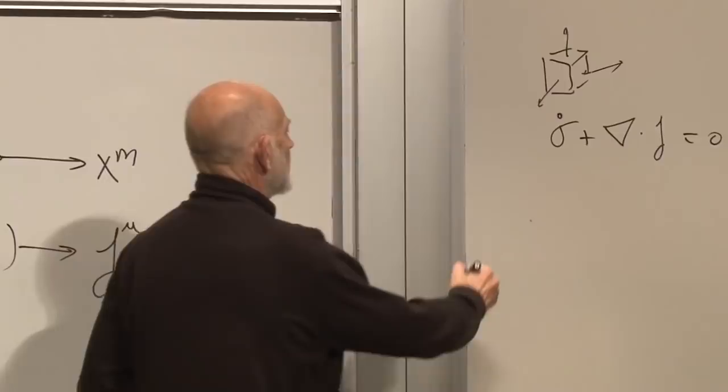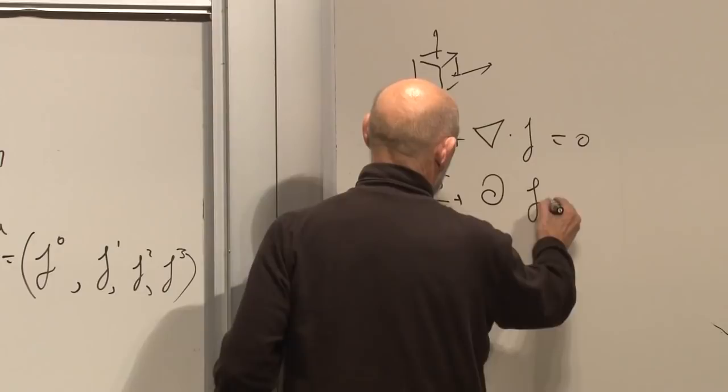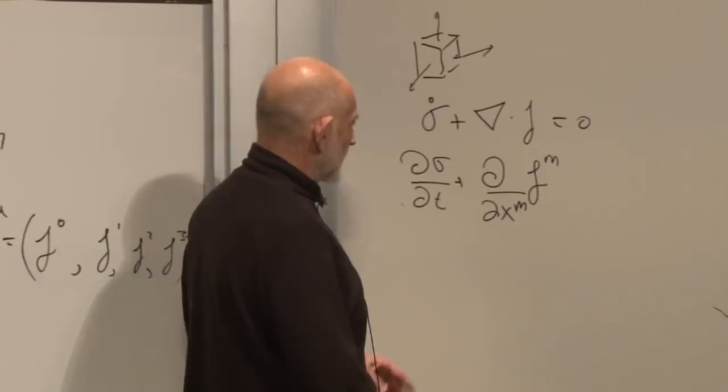Sigma dot means the derivative of sigma with respect to time. And this means the various components of the derivative of the current with respect to the corresponding direction of space. So that current is a three-vector. The curl is equal to 0.